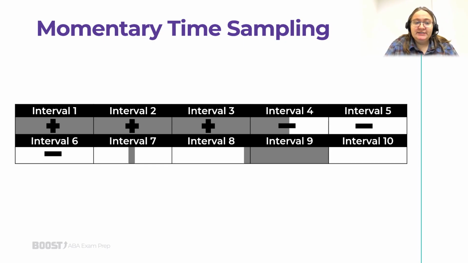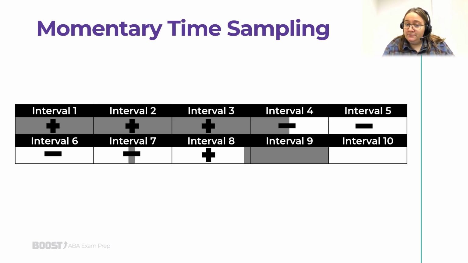Same thing with interval 5 and 6, it's not occurring at all, so we're going to mark that as a no. Interval 7, really similar approach to interval 4, right? Just because it's occurring at some point in the interval, it's not occurring at the very end, so we would mark this as a no, right? If this little instance of behavior were towards the very end at that last second, at that point we would mark it as yes, but because it isn't, we would score this as a no.